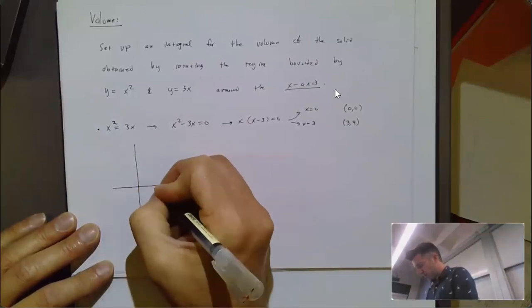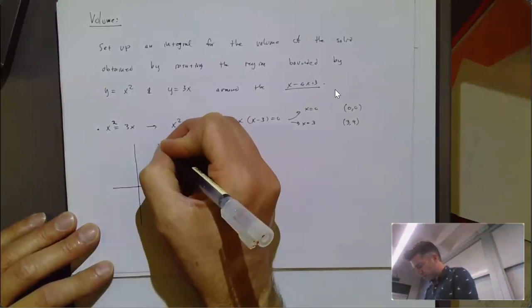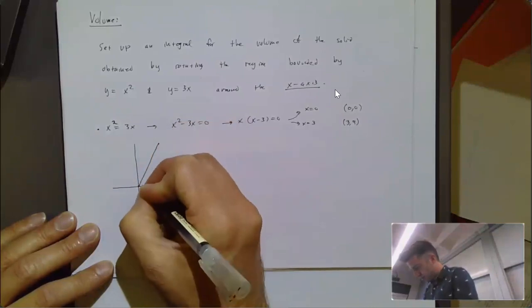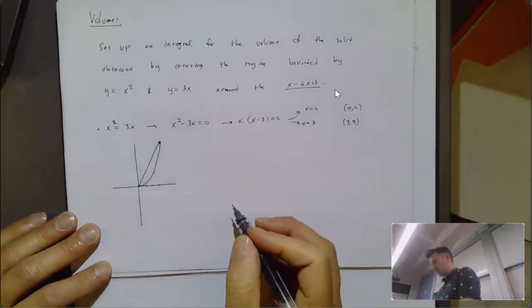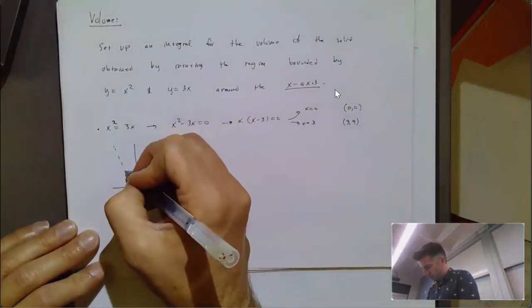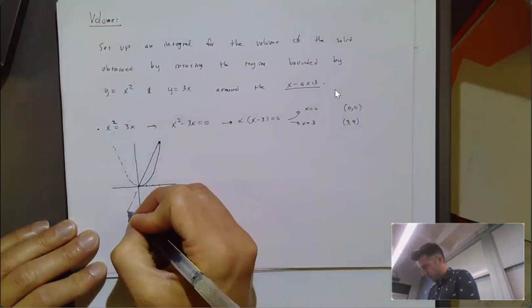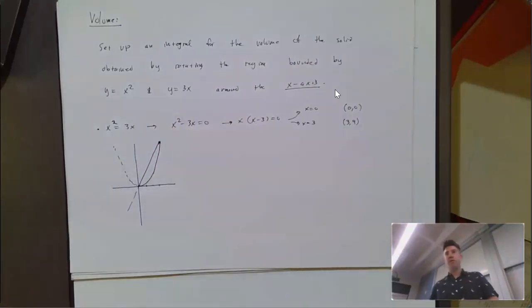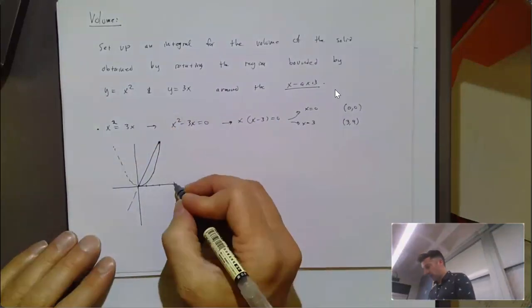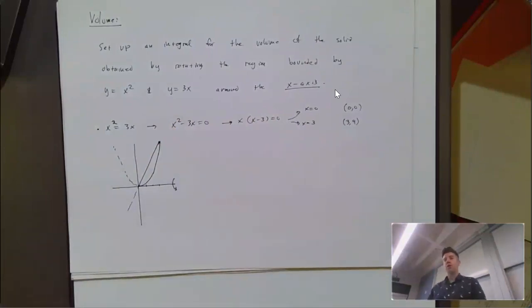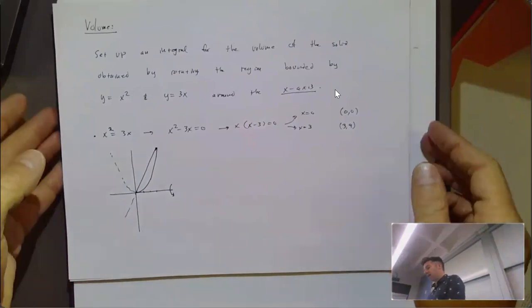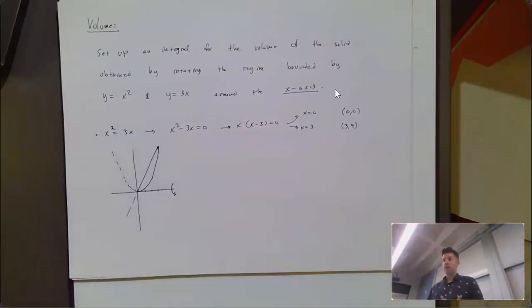So it looks something like this. There's my parabola, and my line. But I only really care about the region where there is something. And then we're rotating around the x-axis.